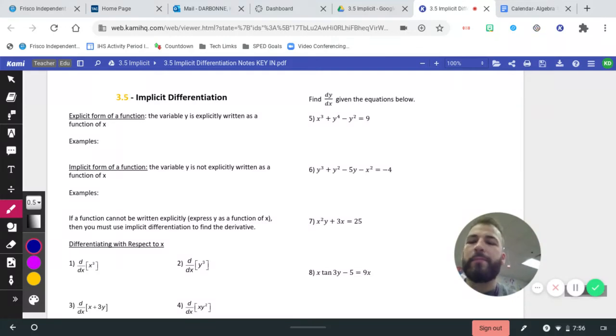Today we're going to be talking about implicit differentiation. Implicit differentiation has to do with functions that have been defined implicitly.